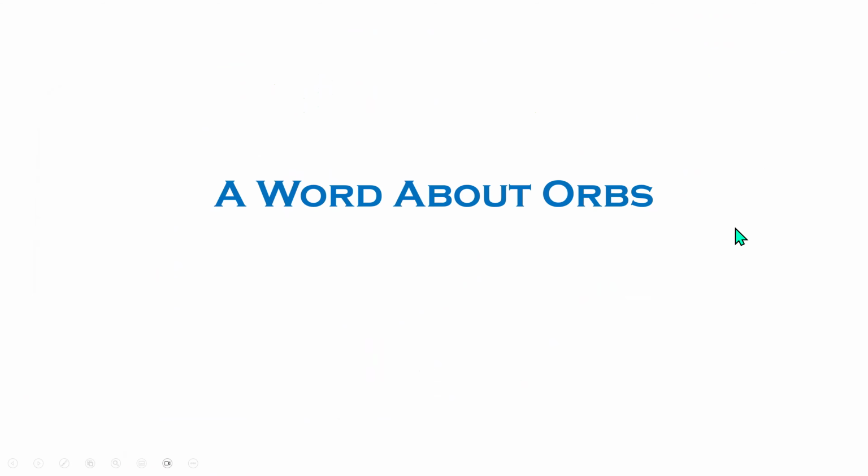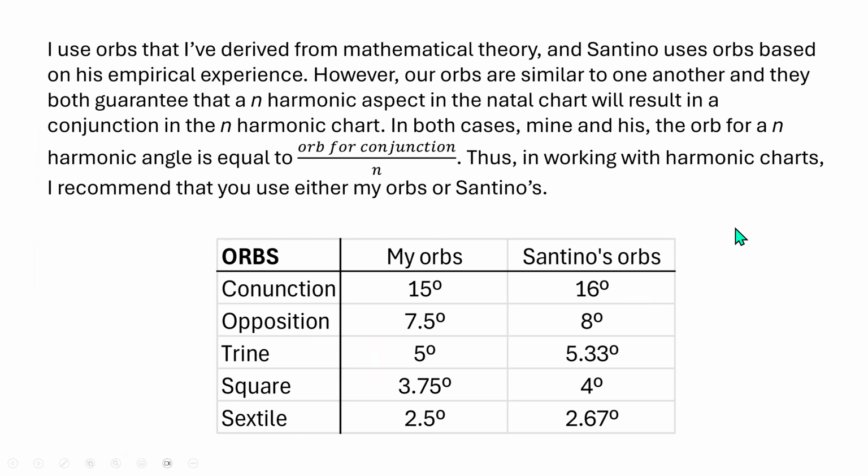Okay, now I got a quick word about orbs. I use orbs that I derive from mathematical theory when I'm working with harmonics. And Santino uses orbs based upon his empirical experience. However, our orbs are very similar to one another, and they both guarantee that an n-harmonic aspect in the natal chart will result in a conjunction in the n-harmonic chart. In both cases, mine and his, the orb for an n-harmonic angle is equal to whatever we use as the orb for conjunction divided by n.